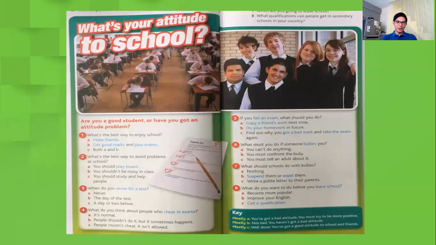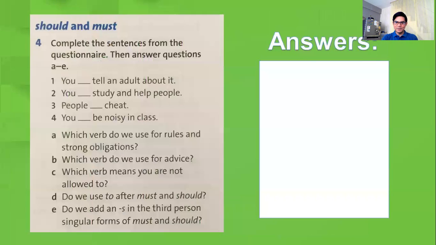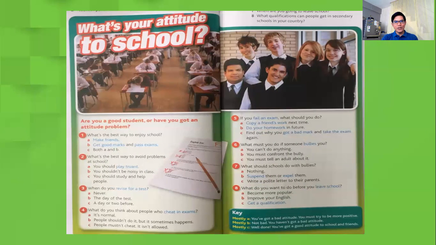Especially in school. A, you should play truant. What's play truant? Oh, that's a new word, so you have to look into a dictionary and check the meaning of truant. Letter B, you shouldn't be noisy in class. Letter C, you should study and help people. Wow, that's nice. Let's move on to number 3.